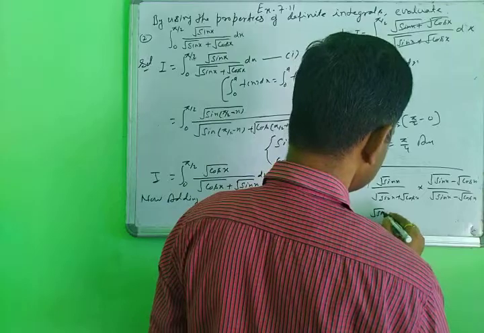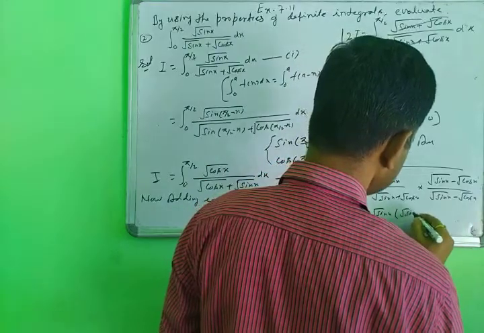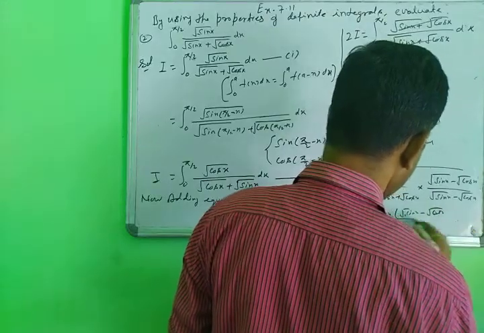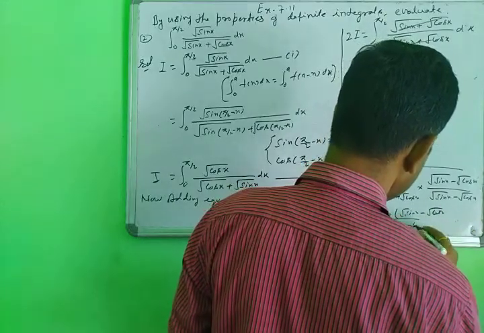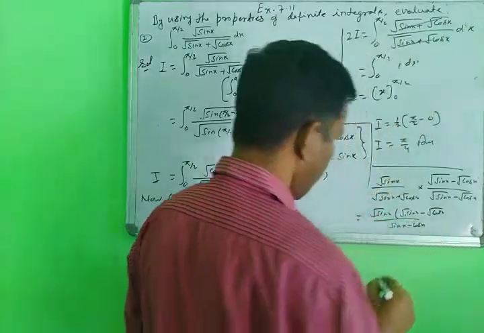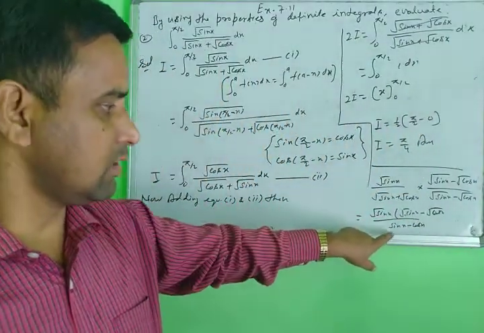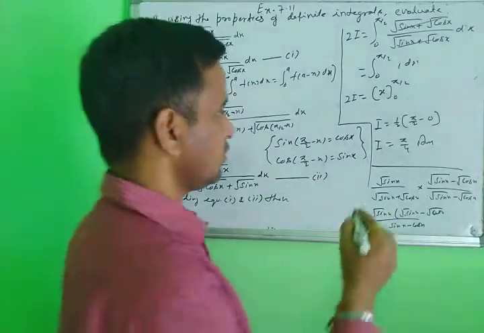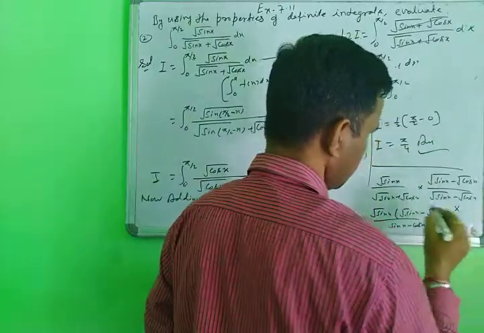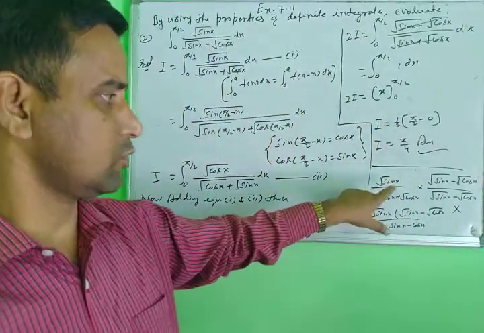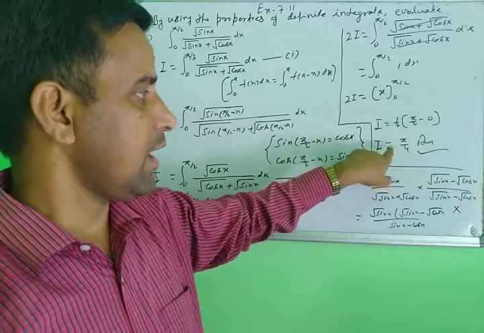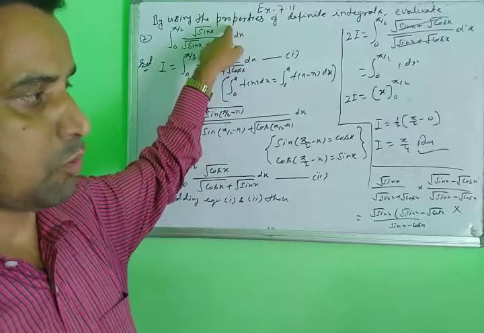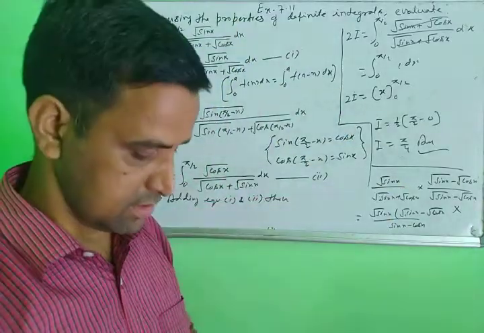So you get the result here: root sin x times (root sin x minus root cos x) upon sin x minus cos x. After that you substitute this value, then you will get the answer. Yes, note it down. This portion you note down only here. This is the simplest form to solve. So your complete answer is I equal to pi by 4. This is the answer with the help of the property, and this is without the property.